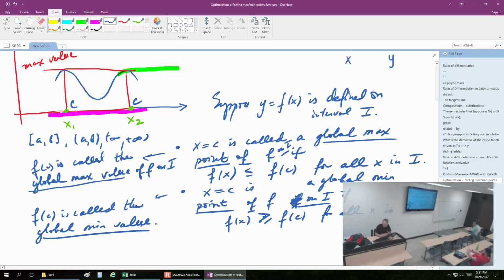Okay. So global is also replaced with absolute sometimes or often. Hard to tell which one is more popular. I prefer global. It indicates that we are looking over the whole interval that is given, and the next one will be local, the opposite of global. So that takes into account these possibilities.